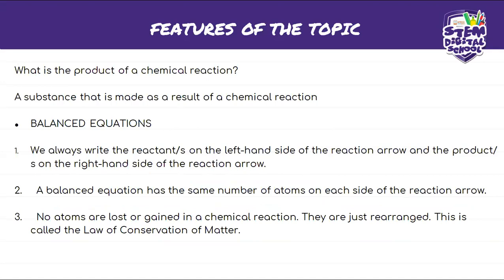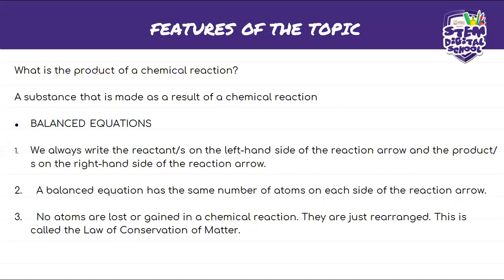All right. So what is the product of a chemical reaction? A substance that is made as a result of a chemical reaction is simply the product. And when we are looking at balanced equations, we always write the reactants on the left-hand side of the reaction arrow, and then the products on the right-hand side of the reaction arrow. A balanced equation has the same number of atoms on each side of the reaction arrow. No atoms are lost or gained in a chemical reaction. They are just rearranged. This is called conservation of matter.